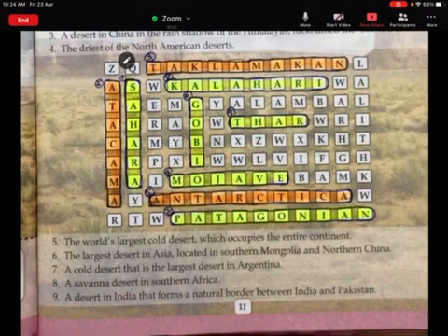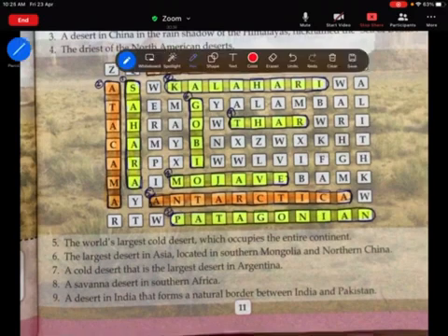Number seven, a cold desert that is the largest desert in Argentina. Number seven, Patagonia. Number 8, a savanna desert in southern Africa, that is Kalahari. Number 9, a desert in India that forms a natural border between India and Pakistan, that is Thar Desert. So thank you.